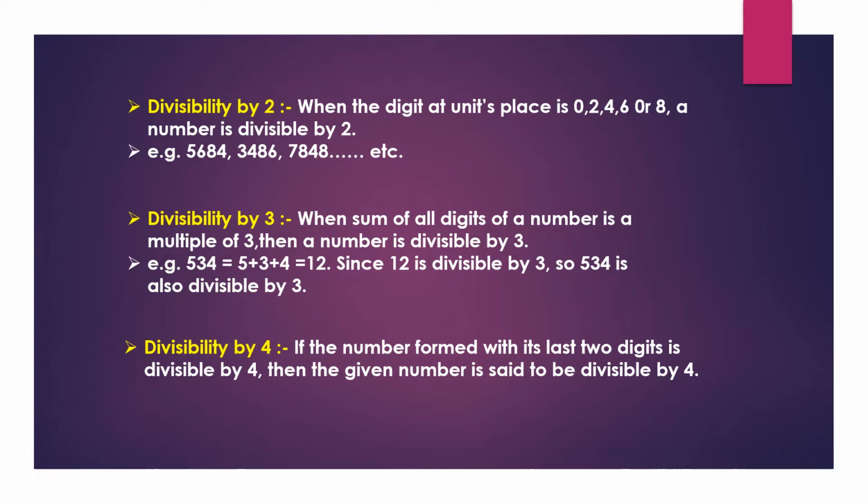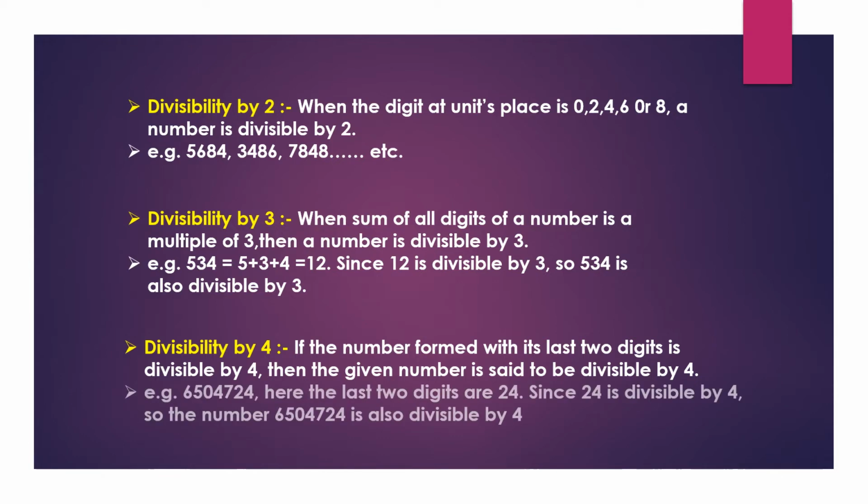Now talking about divisibility by 4. If the number formed with its last two digits is divisible by 4, then the given number is said to be divisible by 4. For example, let's take a big number like 65,04,724. Here, the last two digits are 24. Since 24 is divisible by 4, the number 65,04,724 is also divisible by 4.